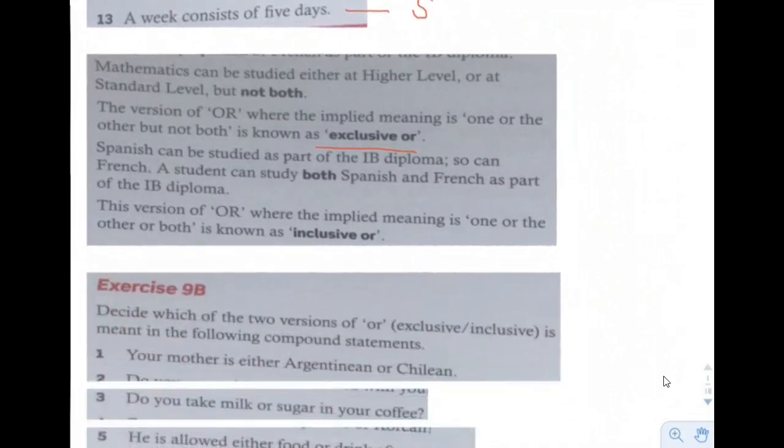Okay, now we're going to talk about exclusive or and inclusive or. What's the difference between an exclusive or and inclusive or? I'm just going to write or like that, and I'm going to write exclusive or like that.